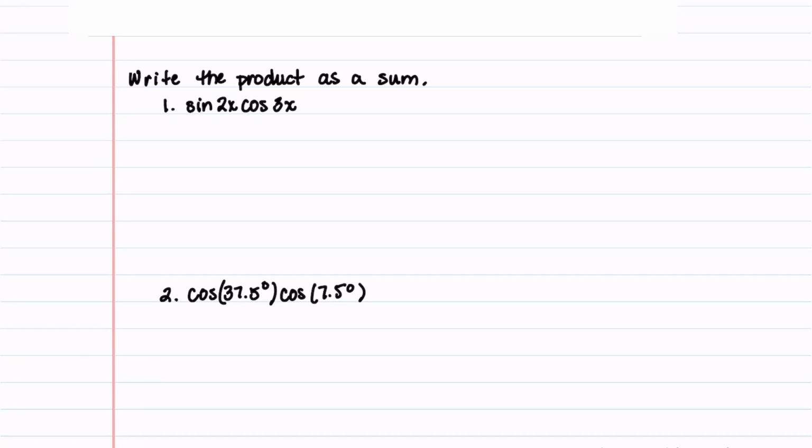In this video, I'm going to teach you exactly how to write a trigonometric product as a sum using product-to-sum identities. Our first example is sine 2x cosine 3x. We'll begin by writing down the product-to-sum identity. Sine alpha cosine beta is equal to 1/2 the quantity sine alpha plus beta plus sine alpha minus beta.